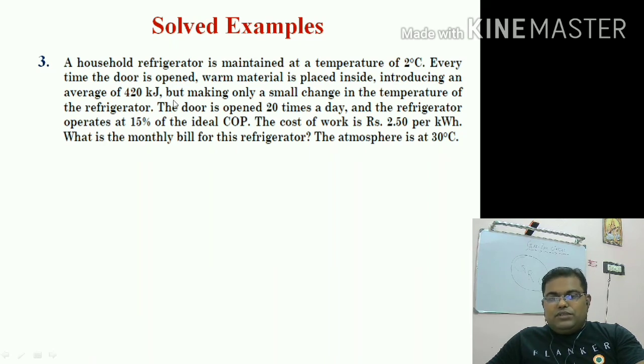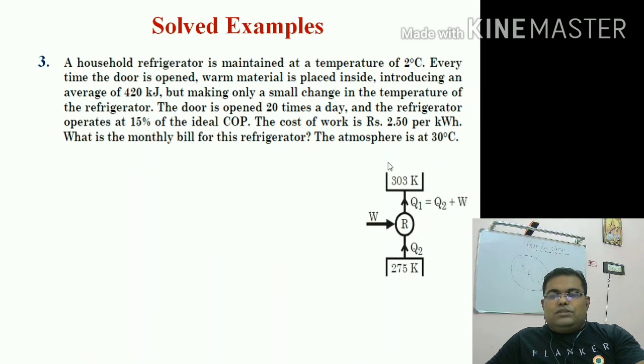Heat leaked into the freezer is given here, introducing 420 kilojoule every time you are opening that, 20 times we are opening the door. So 20 multiplied by this much is the heat that needs to be removed, that got leaked inside the refrigerator, right? And it is clearly said that the actual performance is 15% of ideal performance. So this is the refrigerator, this is the lowest temperature, this highest temperature, and this is the work input.